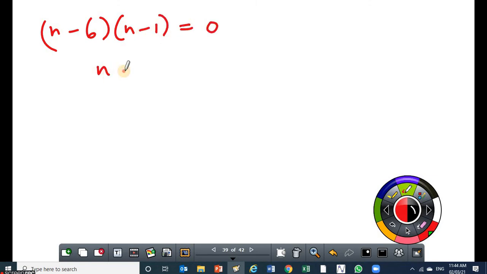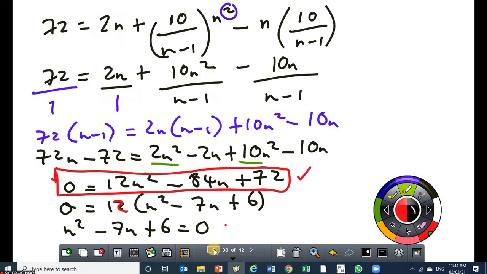So you end up getting n equal to 6 or n equal to what? To 1. Now you are going to end up having two values of n. You have to reject one of them. The one that I'm going to reject is what? N equal to 1. Because it's not possible to have a sum of terms of one term which is equal to 36. It doesn't make sense.